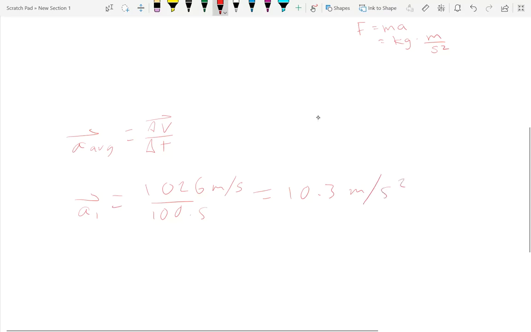And then to get the second average acceleration, you do velocity 2 minus velocity 1 divided by time 2 minus time 1. That's what he's writing down right now, which is 15.8 meters per second squared.